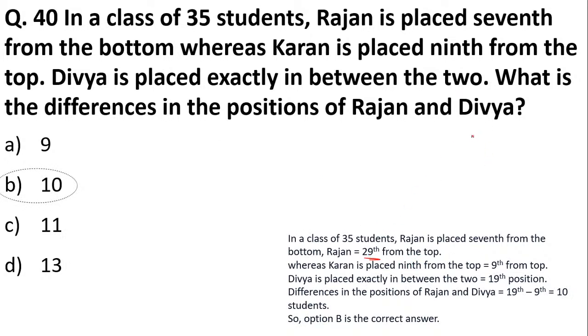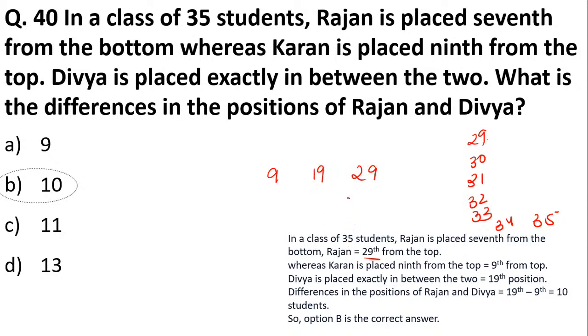Because if I write here 29, 30, 31, 32, 33, 34, 35, this is the last position. First, second, third, fourth, fifth, sixth, 7th. So 7th from the bottom is 29, right? Whereas Karan is placed 9th from the top. So Divya is placed exactly in between. So Divya is, if you see between 9 and 29, the exact place is 19.